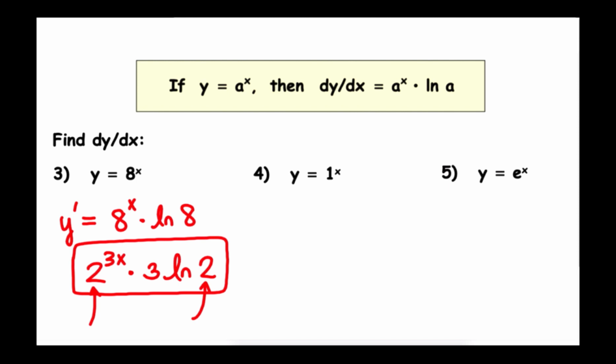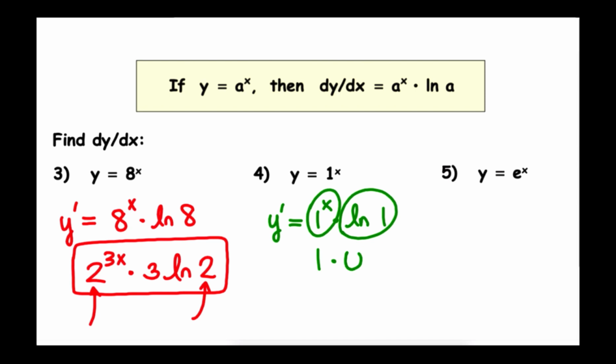All right, number 4, y equals 1 to the x. It's going to be itself, 1 to the x, times natural log of 1. Of course, 1 to the x is just simply 1. And natural log of 1 from algebra 2 is 0. So actually, the derivative is 1 times 0, or simply 0.